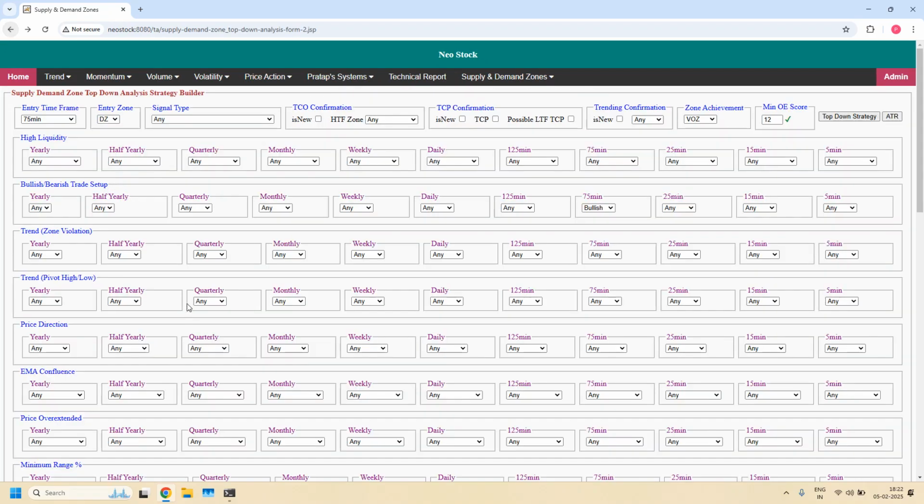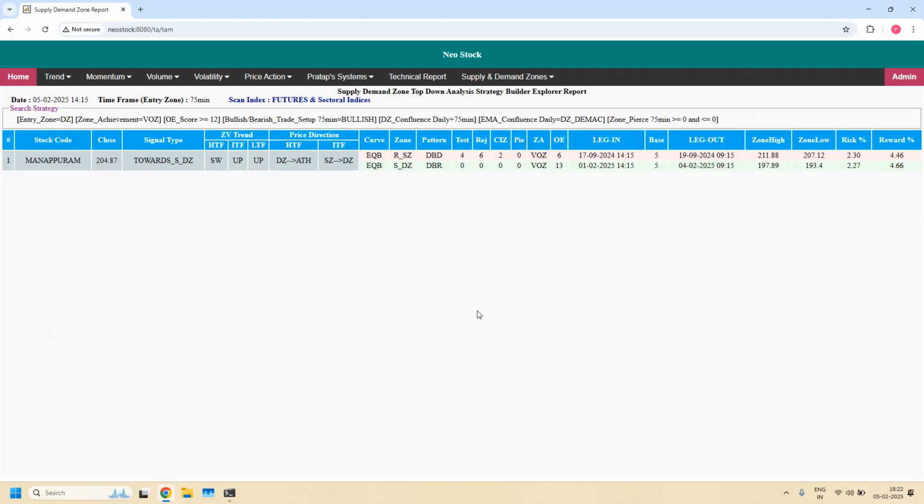Let us verify. In the EMA confluence at daily time frame, I am setting the filter daily demand zone with daily EMA confluence. We got 1 stock. So this demand zone is even more high probability trade setup. Of course, remaining also because they are supporting high liquidity zones, but this is even more. Okay, next let us look for LTF, ITF, HTF demand zone confluence.